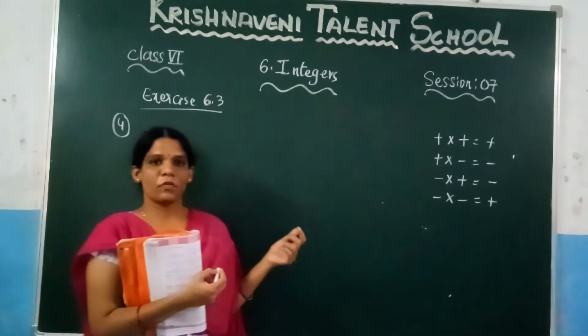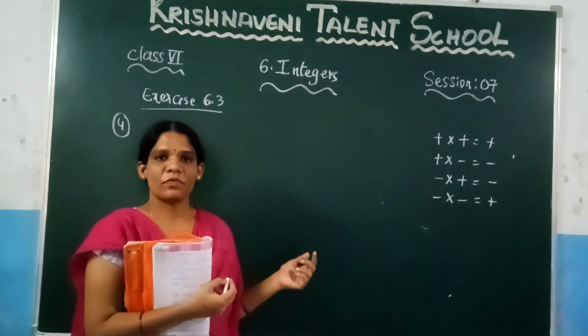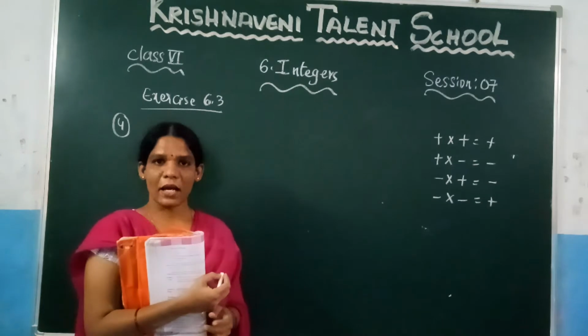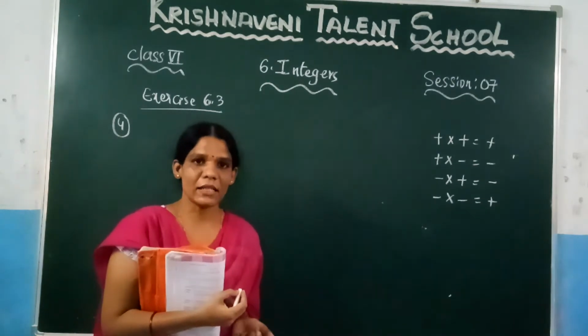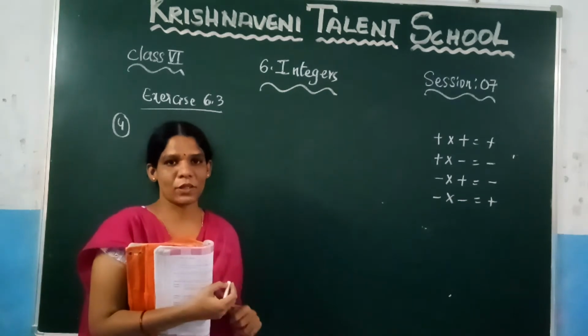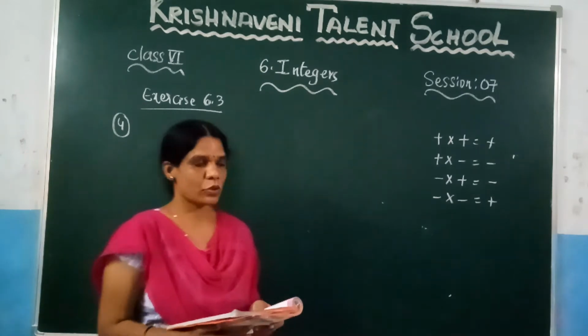That means if both numbers have the same sign, you need to add, and if the numbers have a different sign, you need to subtract. And after that, while getting the answer, you need to check the biggest number's symbol. That symbol you need to place before the answer. Now, let us see the fourth question.